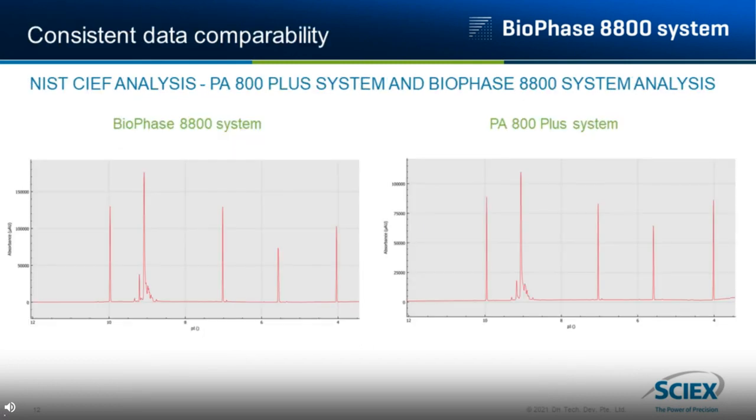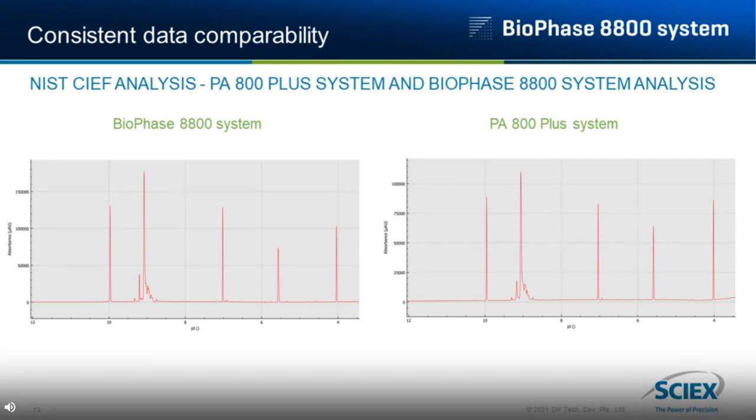And in addition to the CSDS assay, a complete assay kit was developed for the BioPhase 8800 system. The capillary isoelectric focusing and charge heterogeneity analysis can now be performed the same way as on the existing PA 800 Plus system. And here we are showing a comparison of the NIST IgG charge heterogeneity data on the PA 800 Plus system on the right and on the BioPhase 8800 system on the left. As we can see, very comparable resolution can be observed for the different charge variants on the NIST IgG mAb.